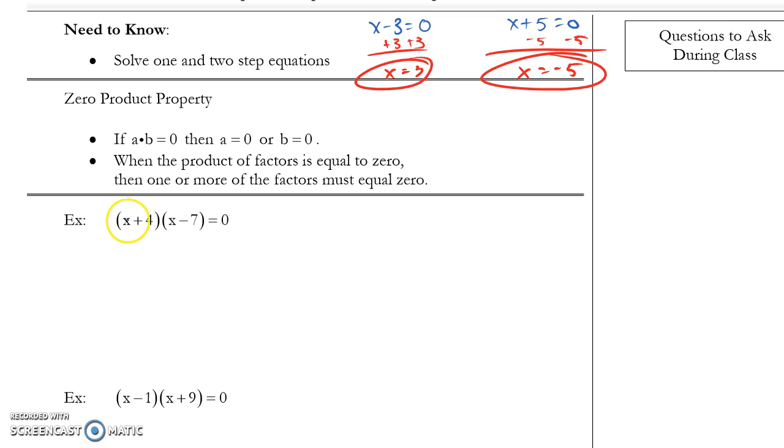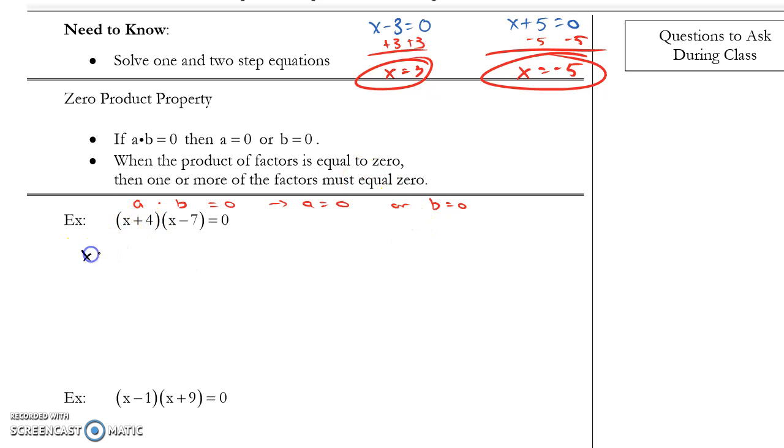Example. This is a binomial times a binomial. I know it's multiplication because there's no sign in between my parentheses. So I know I'm taking a times b and I'm getting 0. My property now states that one of those two things, either a is equal to 0 or b is equal to 0. So it's as simple as this.